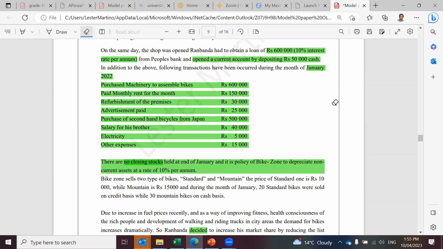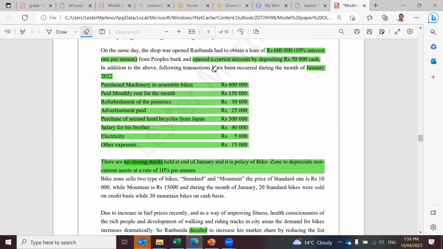Is it mentioned anywhere whether that bank loan interest was paid or not? This is implied. That's what your examiners keep their mouth shut about. It's not specifically mentioned whether you paid or not. So can you assume it has been paid or not? What is your answer? Good question.